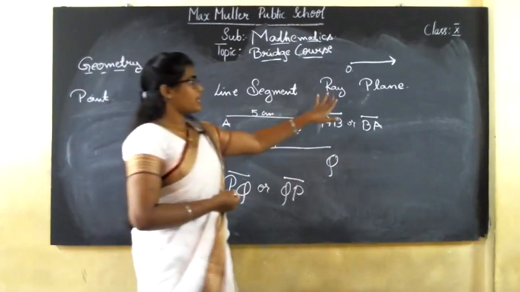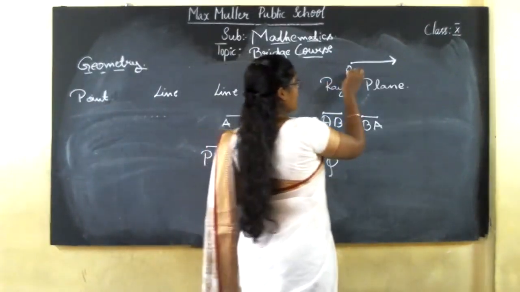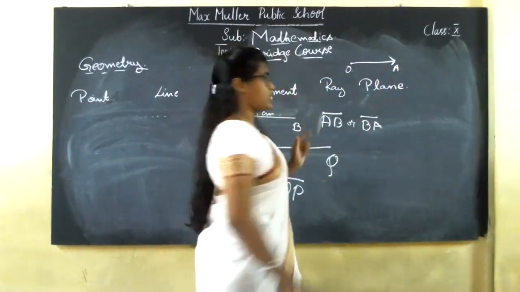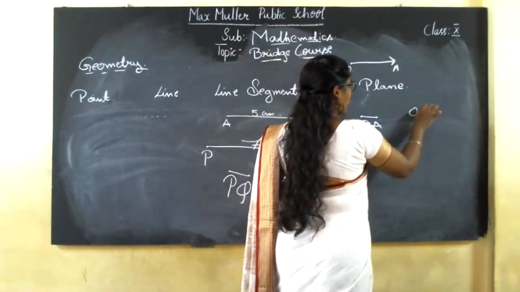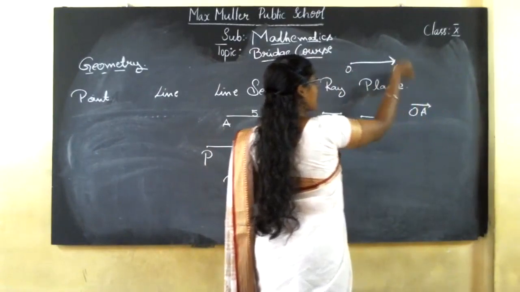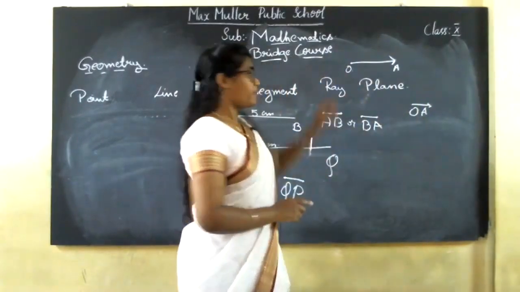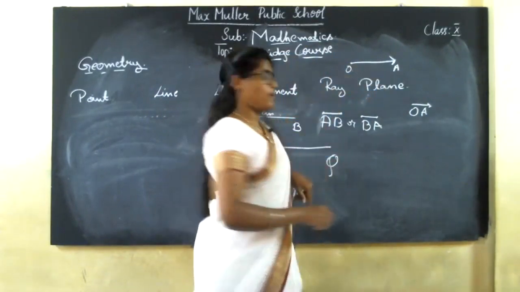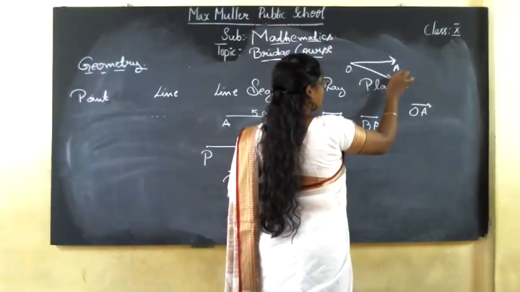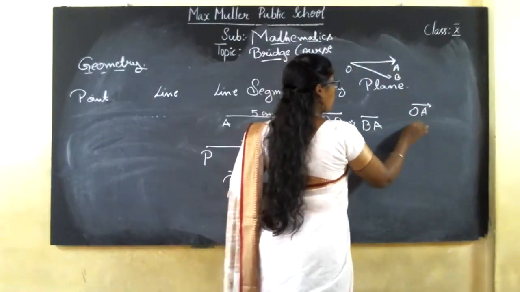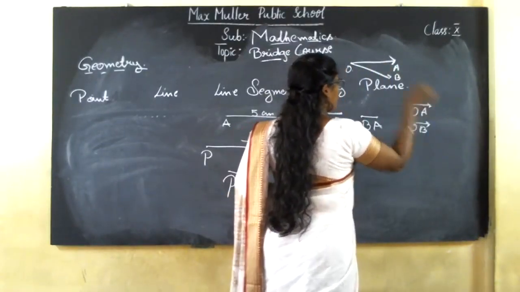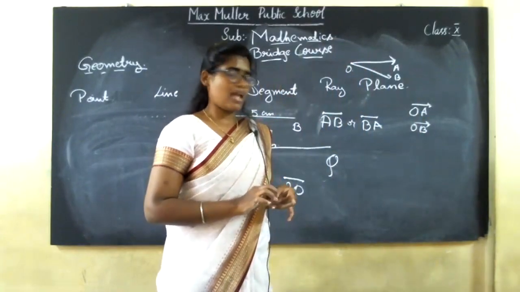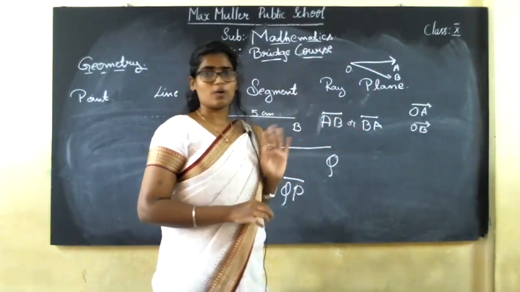Clear about this? The ray. How are you going to say the ray? If OA is the ray, how are you going to represent it? OA is the ray. You cannot say it as AO, because the fixed point should come first. If you have another ray here, OB is a ray. When you have a fixed point, only then you say it as a ray. You cannot say BO is a ray. No, BO is not a ray.